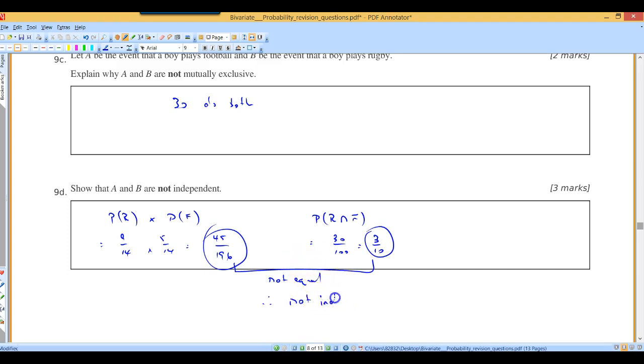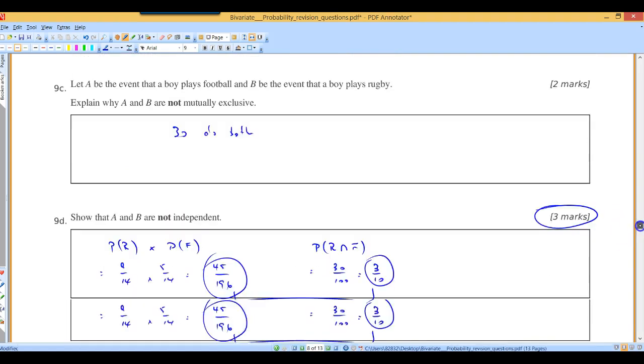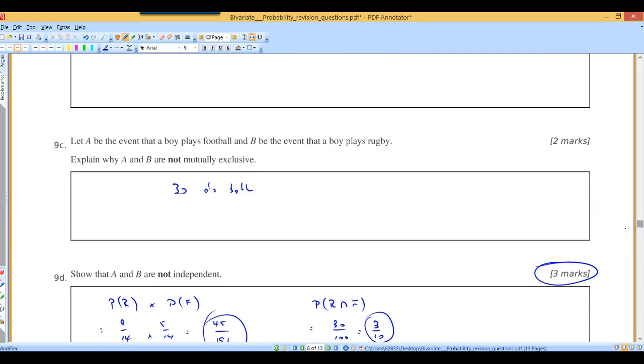So I just wanted to show a couple of examples of how to actually answer these questions. 3 marks, how do you answer that they're not independent? This is the kind of thing you need to do. Mutually exclusive, you're looking for a zero or a null set in the intersection. So all right, I'll leave it at that, and I'll see you on Friday for the test.